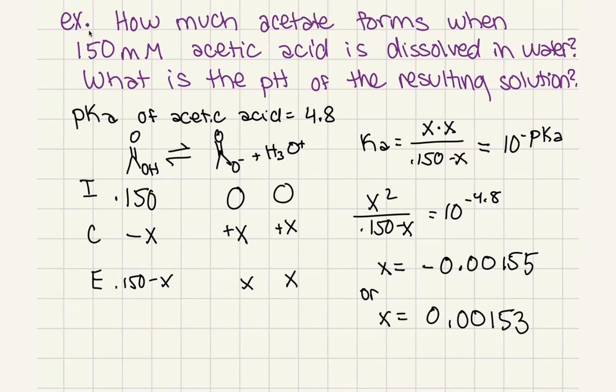Can we have a negative amount of something? No. Unless, I don't know, are you talking about dark matter or stuff like that? I don't know. This is not that sort of thing. Instead, it's just a wrong answer. So we can ignore it. And this means that this is our right answer.